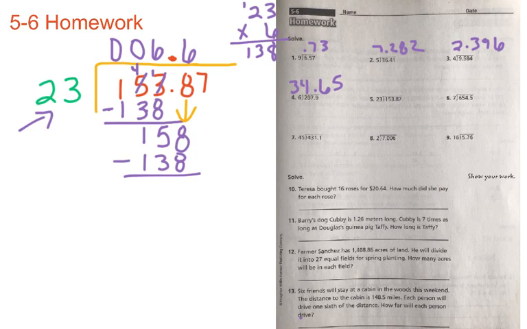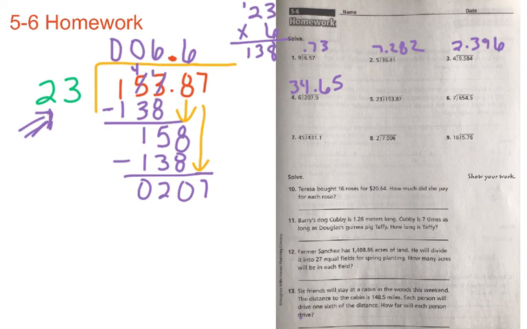Let's go ahead: 8 minus 8 is 0, 5 minus 3 is 2, and 1 minus 1 is 0. You can do your check, and you can see that 20, which is your remainder, is less than 23, that divisor, so you are good to go to your next number. Bring down your 7. Now it's 207. How many times can 23 go into 207?